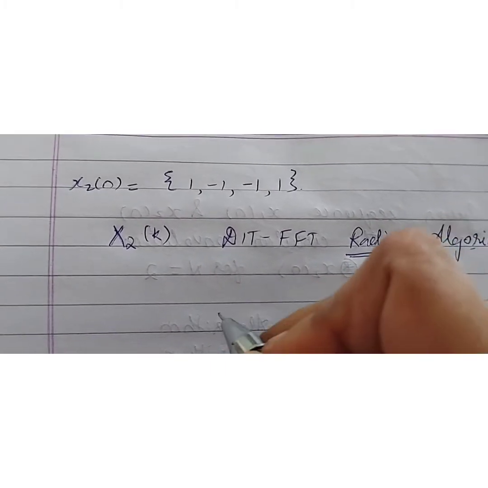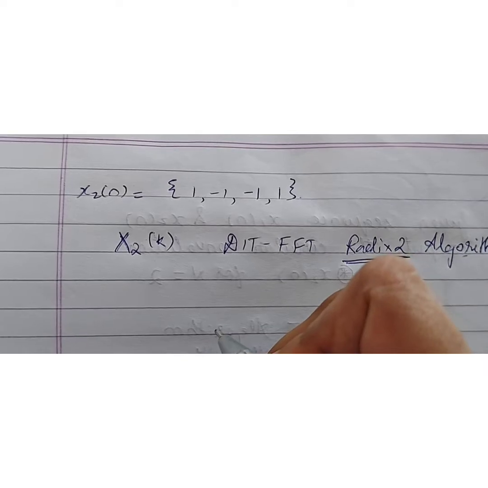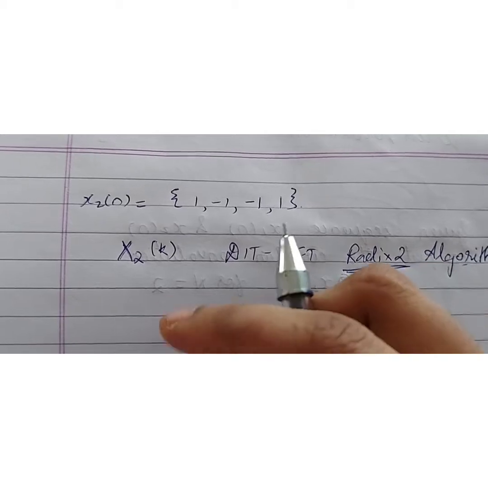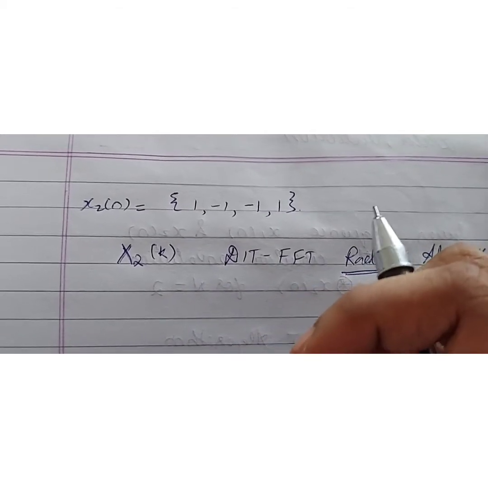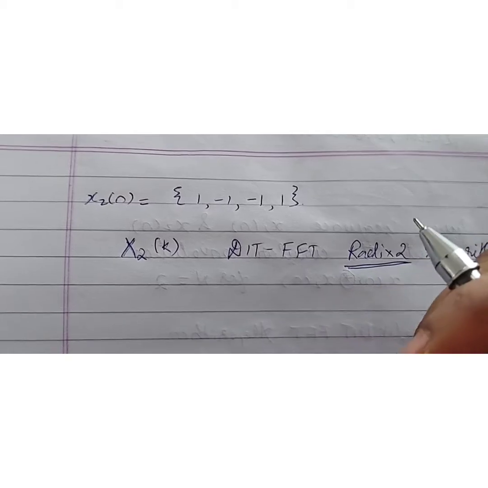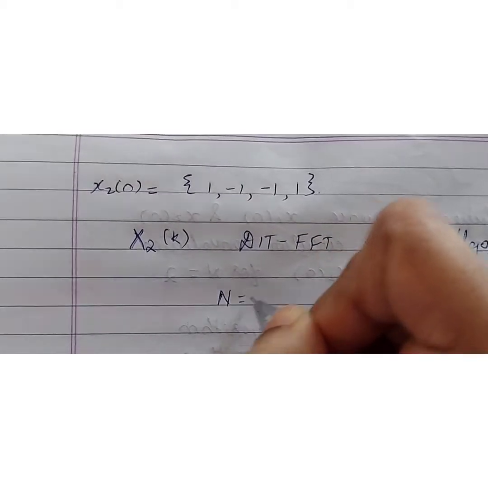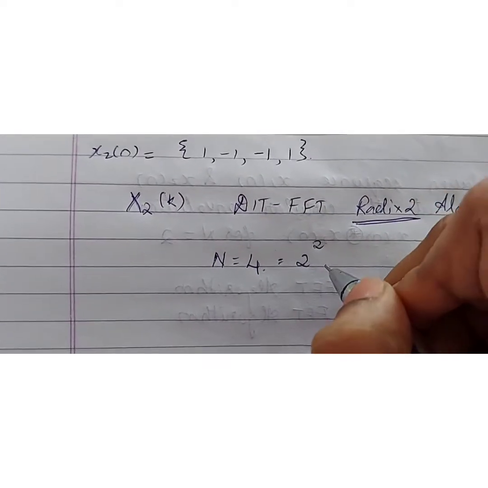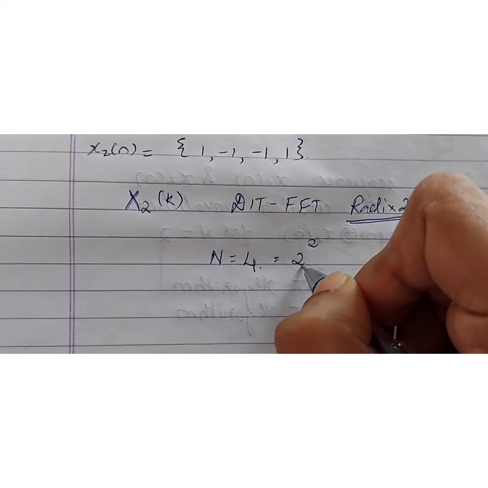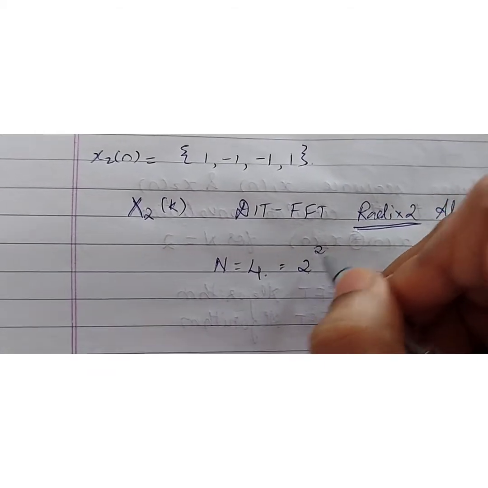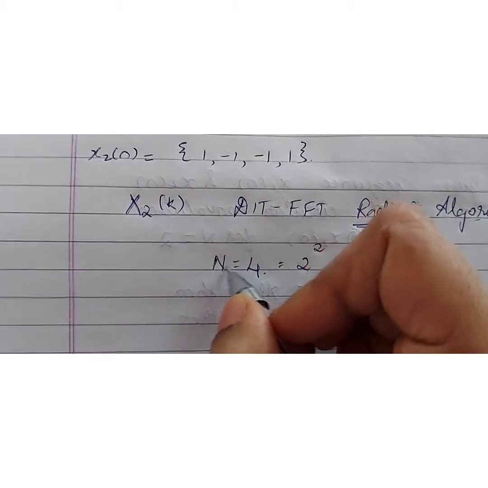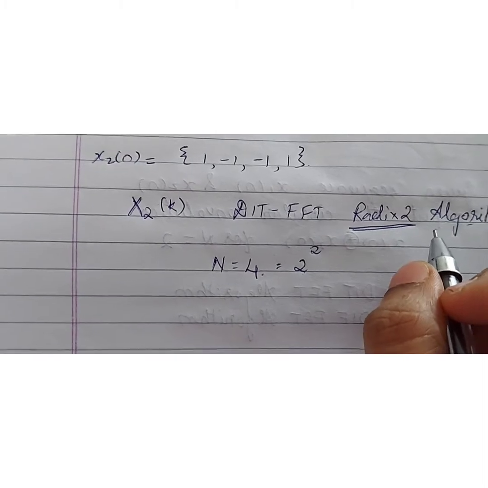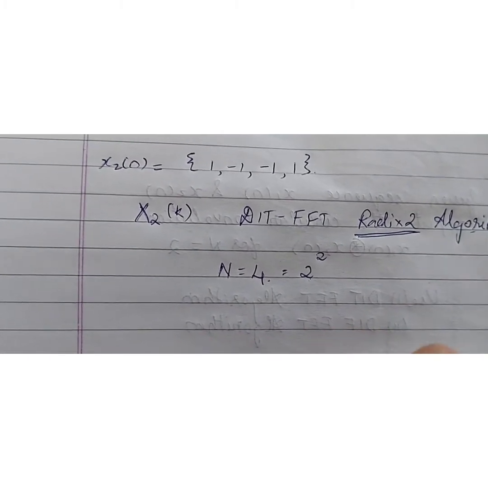So why is this called radix 2? I told you in the earlier classes, the butterfly structure is basically having 2-point butterfly, 4-point butterfly and 8-point butterfly and so on. So these are powers of 2. Here, since the value of n is 4, which is nothing but 2 power 2, this is radix 2. Radix 2, the base is 2, right? 4 is nothing but 2 power 2. Whenever your n value is a power of 2, you can always use this radix 2 algorithm. That is the meaning.